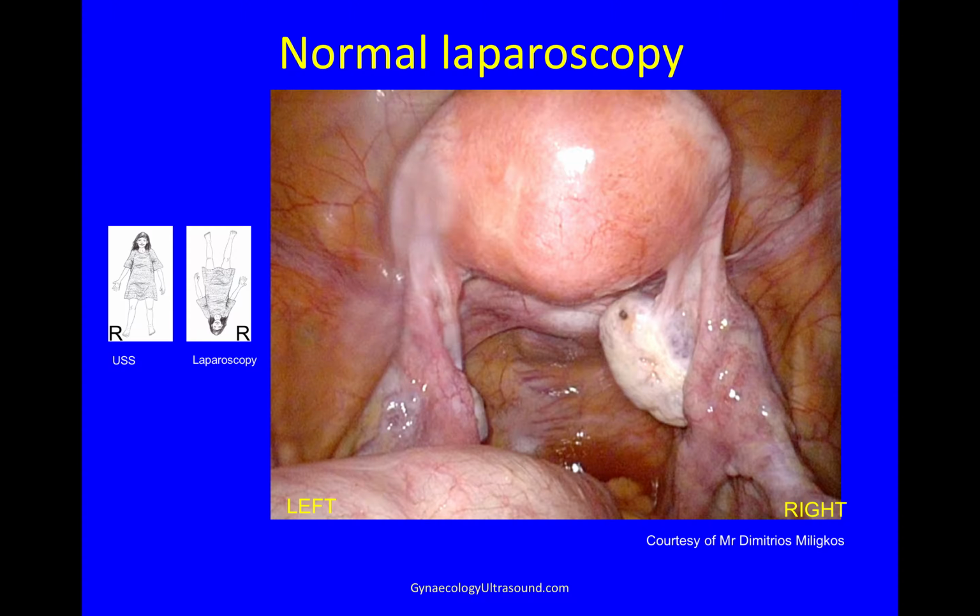So what does the pelvis look like at laparoscopy? We've seen a normal sliding sign. What would that patient's pelvis look like? You just have to understand that when you do an ultrasound, this is the patient's right and this is her left, and we're very familiar with that.